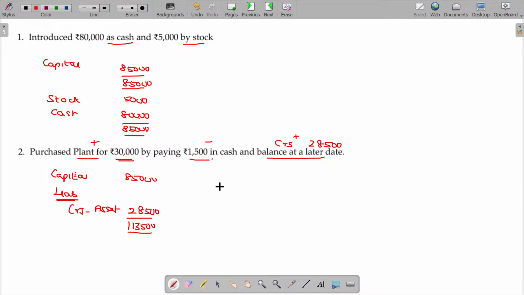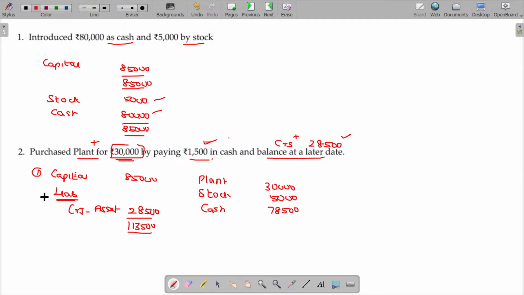Then in case of assets, already we have stock rupees 5,000. Cash, we have 80,000 rupees. 1,500 is paid. After this payment, the cash becomes 78,500. We have posted the creditors, posted the cash, and a new asset comes in, which should be posted on the asset side, plant, value being 30,000.